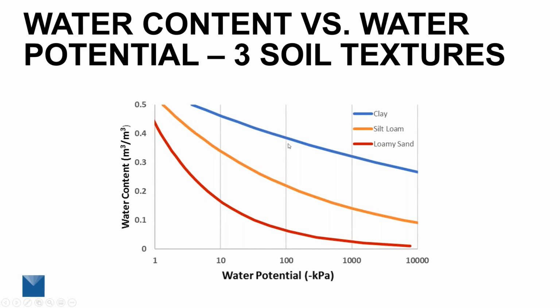We'll talk later about the terms field capacity and permanent wilting point. The field capacity is typically between minus 10 and minus 30 kilopascals, and permanent wilting point is around minus 1500 kilopascals. So soil that's drier than this permanent wilting point, farther over here, wouldn't supply water to a plant, and soil that's wetter than field capacity, the water would drain out of that soil.